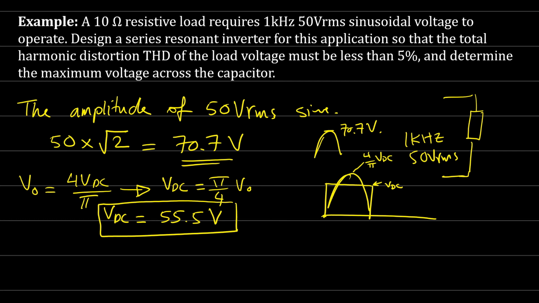Why do we need the DC voltage? Because we need to design a series resonant converter, and we know the relation between V out and V in. So now we know the input voltage value. We know the output voltage value, which is 70.7.